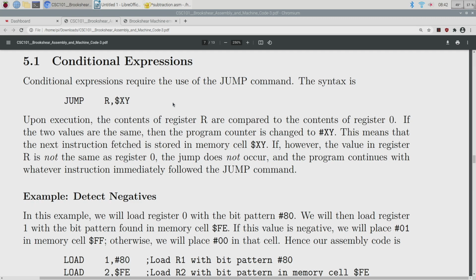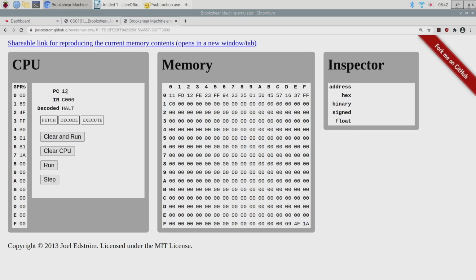Okay, so here's the syntax for it. The instruction name is jump. It needs two pieces of data to operate. It needs to know which register to take a look at, and if the jump takes place, it's going to jump to a different cell of memory to start loading in the next instruction. So basically what this does is, let me go back to the emulator, for example. We talked about the program counter. What's the purpose of the program counter? What does it do?